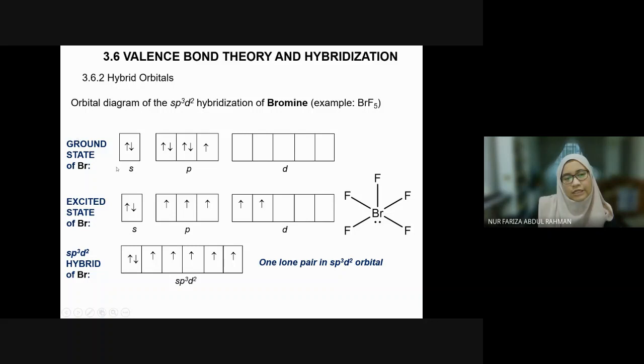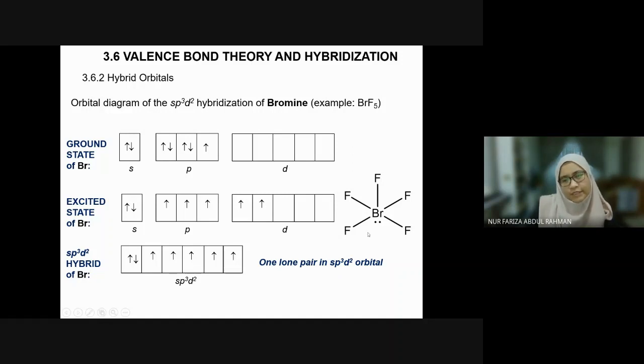So let's draw the orbital diagram for the central atom, the bromine. This is bromine's valence electrons. We have 7 valence electrons for bromine. We prepare the d orbital, even though it is empty and not used yet, because the type of hybridization is sp3d2, which means later we will be using the d orbital.